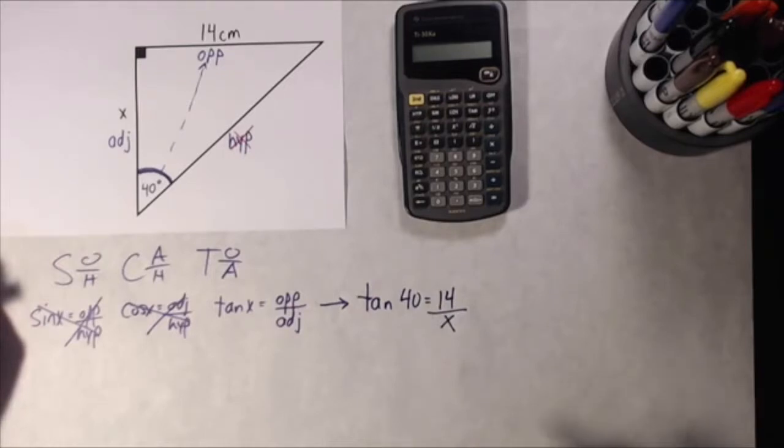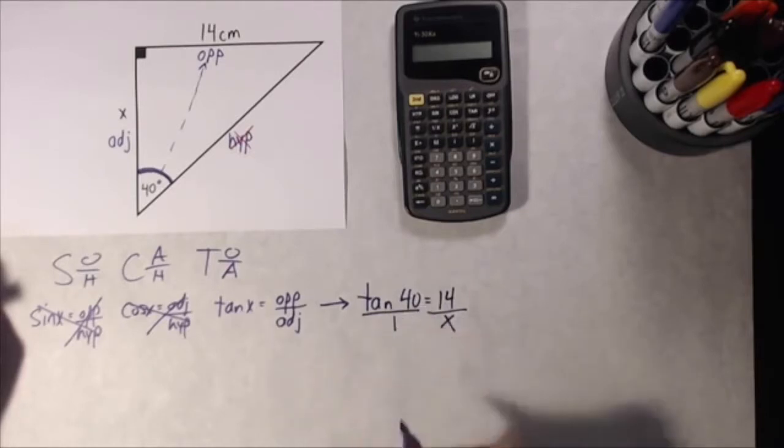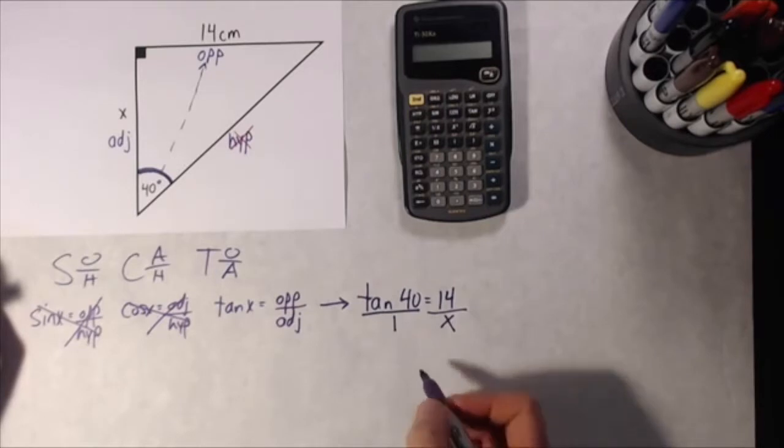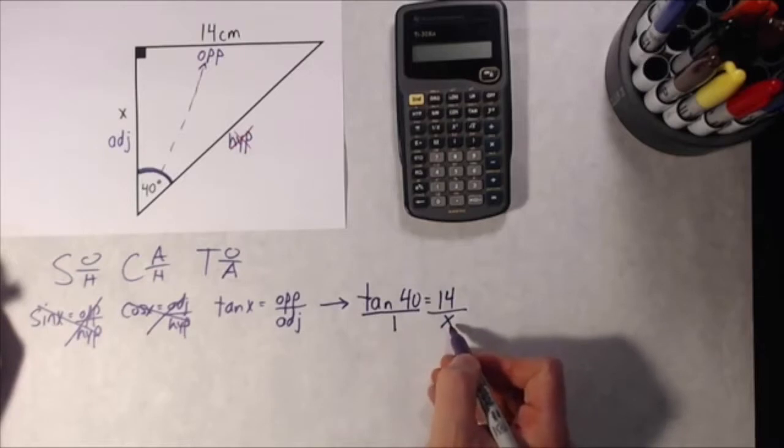Now comes the tricky part, and that's figuring out how to solve for x with this confusing looking equation. Well, the first thing I can do is make tan of 40 into a fraction. And the reason I do that is because now I can cross multiply to solve for x. Cross multiplying is actually a lot easier than it seems. All I need to do is take my three known values and use them to solve for x.